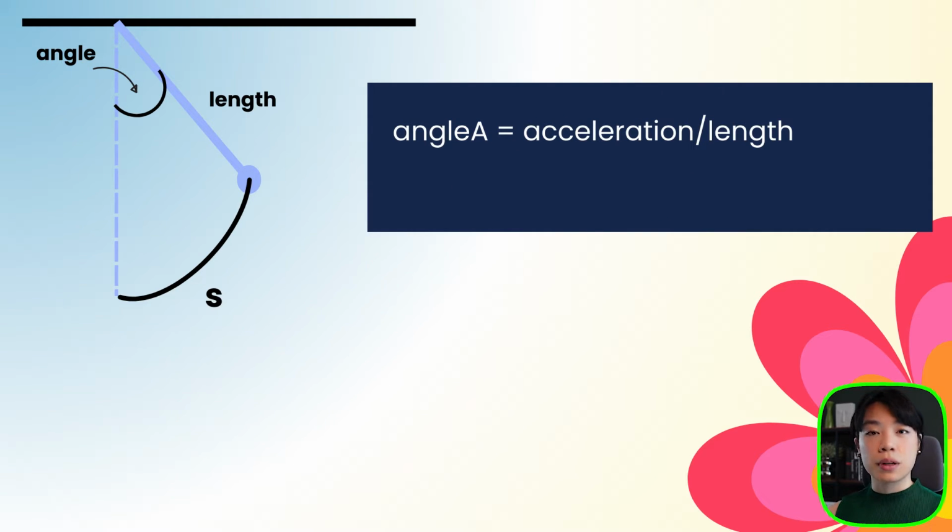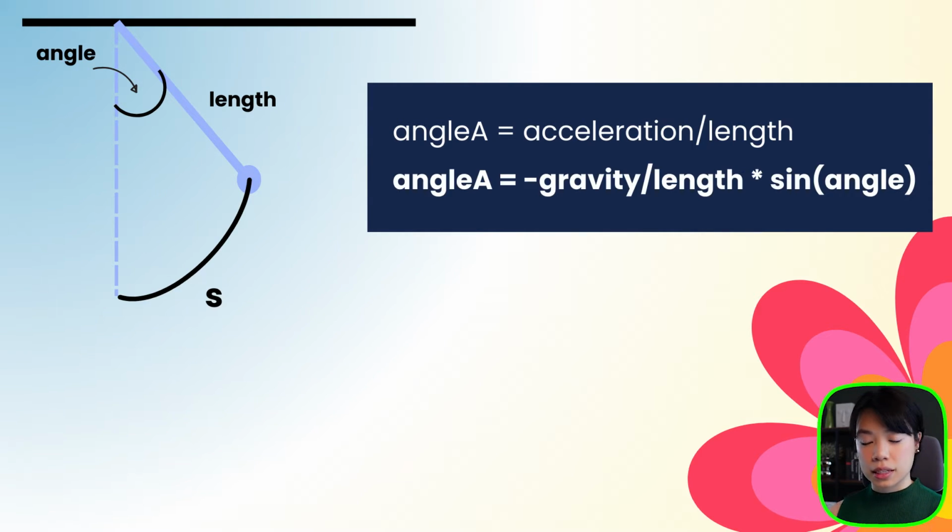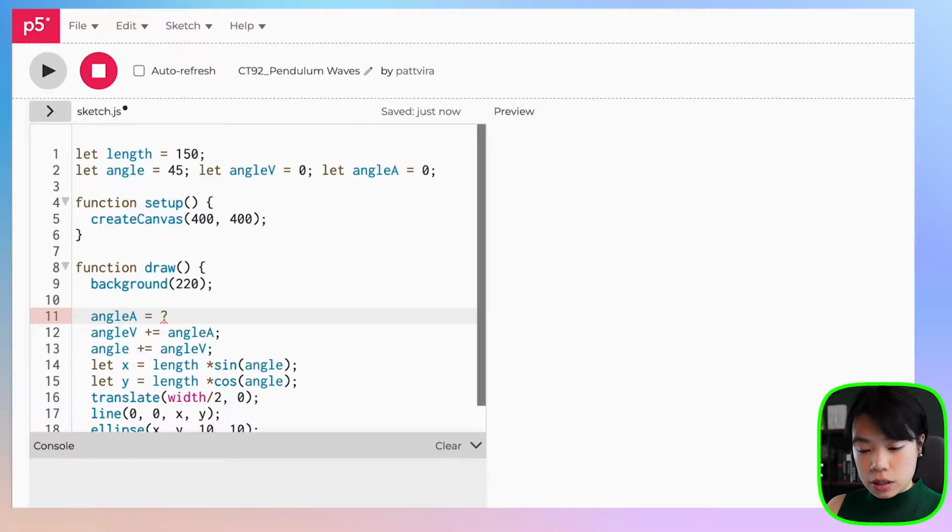You remember the force in the x direction that we calculated earlier using the equation F = ma. Now we can replace this acceleration variable with the A that we calculated earlier. And so now angle A equals negative G divided by L times sine of the angle, and that is the equation we're going to put in our code. So angle A now equals negative gravity divided by the length times sine of the angle.